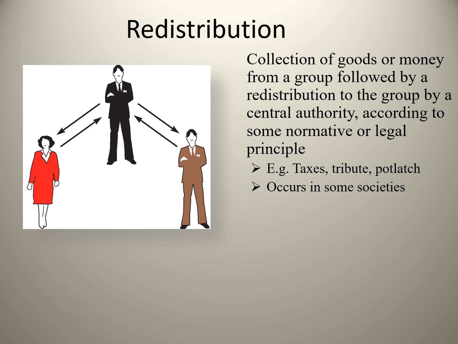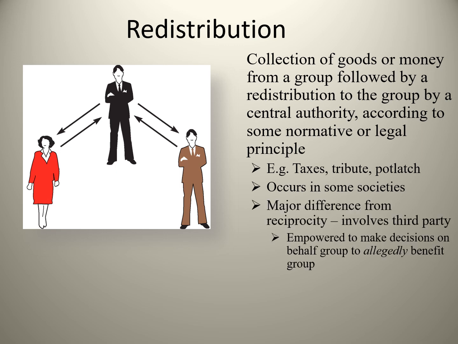Redistribution occurs only in some societies. It requires a certain type of social organization be in place, namely some sort of third party, some sort of centralized leader or authority that carries the power to organize this collection of goods and also the power to reallocate it back on behalf of the group. They're empowered to make decisions on behalf of the group. And so for redistribution to occur, there has to be a certain type of political social structure in place first, this centralized authority. And so this is one of the main ways that redistribution differs from reciprocity. It involves a third party, again, a centralized authority empowered to make decisions on behalf of the group to allegedly at least benefit the group.